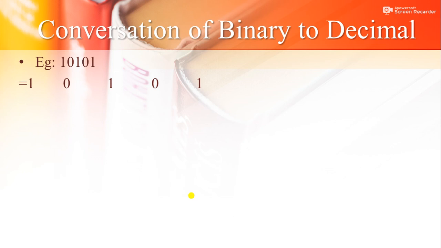Now we will start from the last number and put 2 raised to 0, then for the 0, 2 raised to 1, and for the 1, 2 raised to 2, and for the 0, 2 raised to 3, and the last one, 2 raised to 4. Here also we will go right to left.